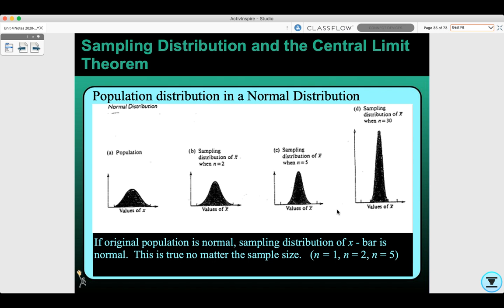In C, we have a sampling distribution of x bar when n equals 5. In D, we have a sampling distribution of x bar when n equals 30. If the original population is normal, the sampling distribution of x bar is normal. This is true no matter the sample size, for n equals 1, n equals 2, n equals 5. And notice, as n increases, the spread decreases.